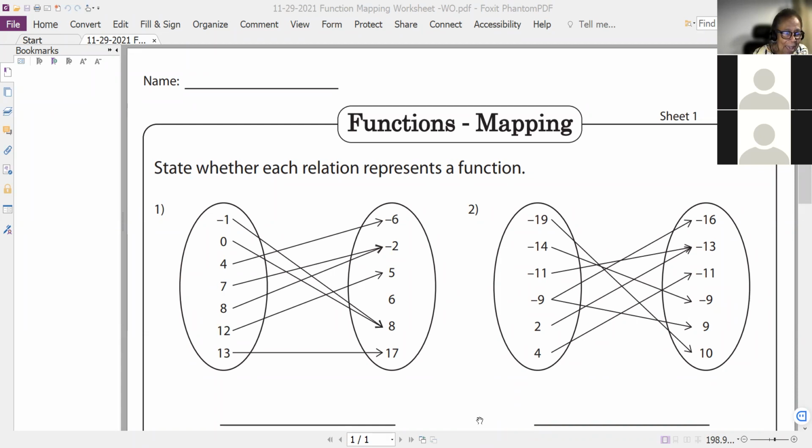Remember, we can't have the left side numbers here going to more than one right side. All right. So only a 1-to-1. Each number over here should go to a single number. All right. So -1 cannot go to a 6 and a 2.